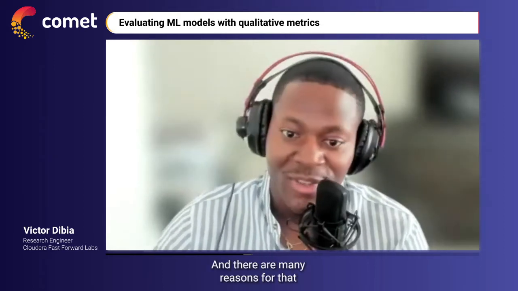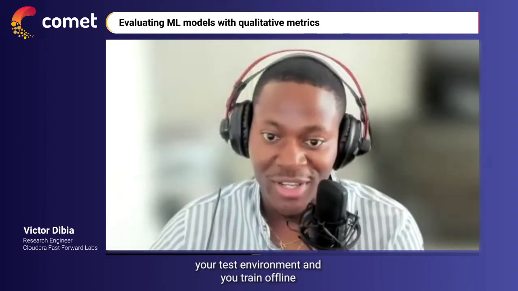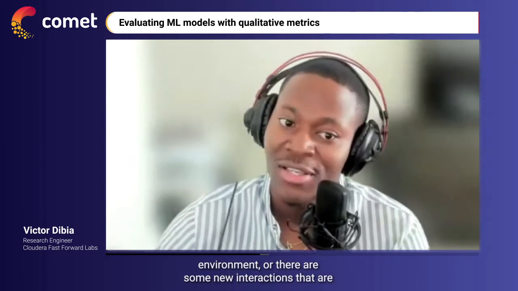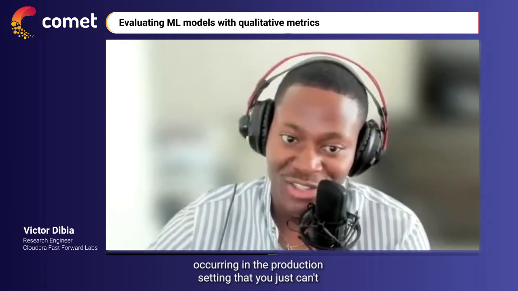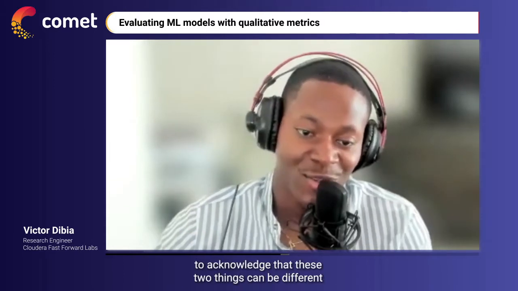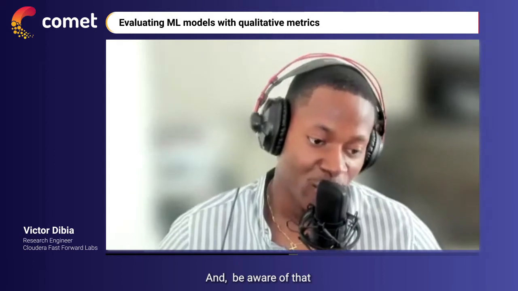And there are many reasons for that. It might be that there's a difference between your offline evaluation environment and your actual production environment, or there are some new interactions occurring in the production setting that you just can't model in your offline test setting. There are many reasons for that, but it's a good idea to acknowledge that these two things can be different and be aware of that.